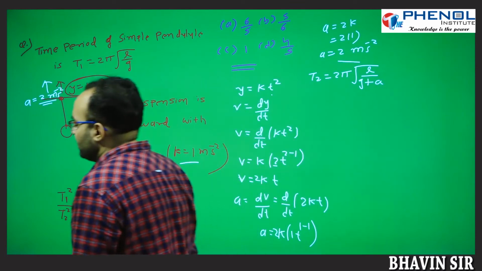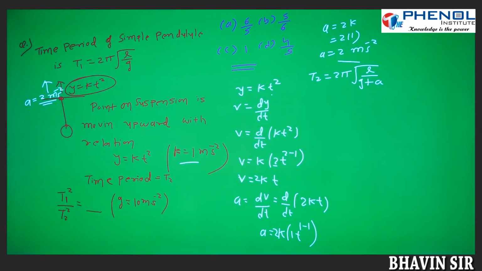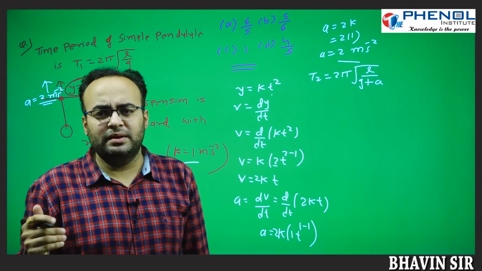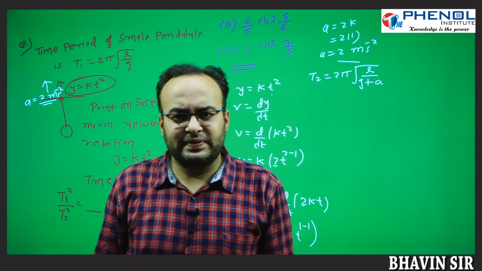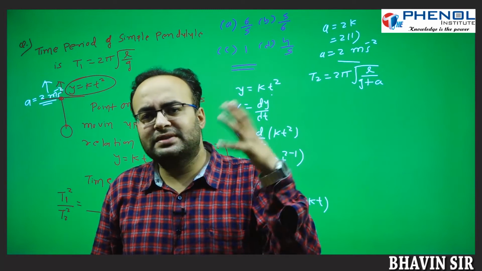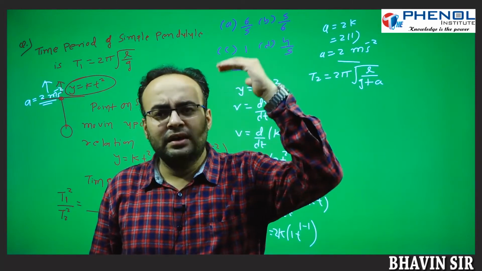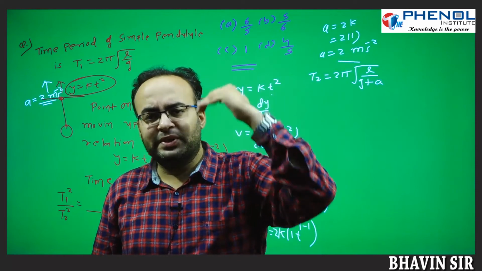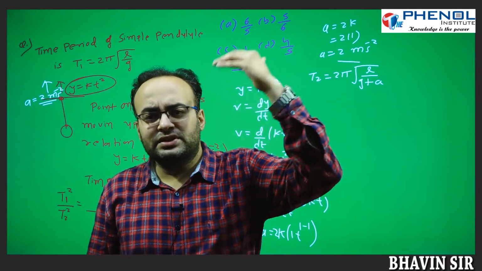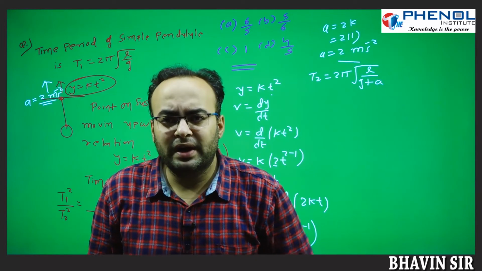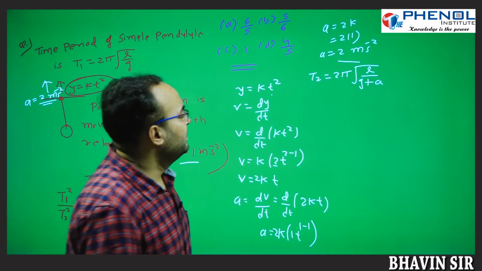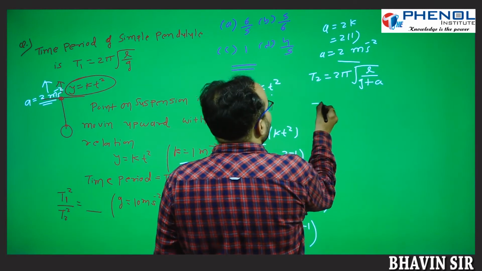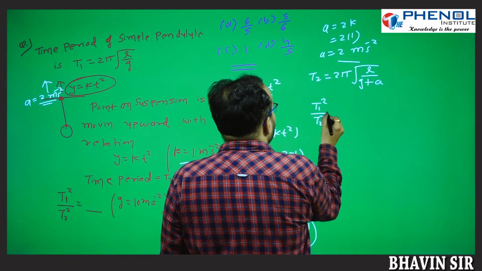Right. In the first case, what is the original time period? T1. Okay. Then the point of suspension is moving upward with the relation y equals kt square. So find the acceleration. 2 meter per second square. The point of suspension is moving upward with acceleration a, so what is the time period? 2 pi under root L by g plus a. Chalo, so now we want to find what? T1 square by T2 square.